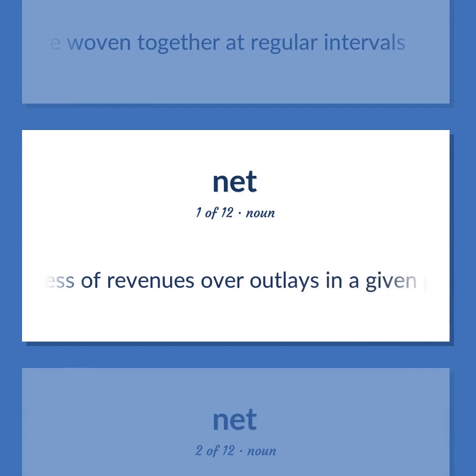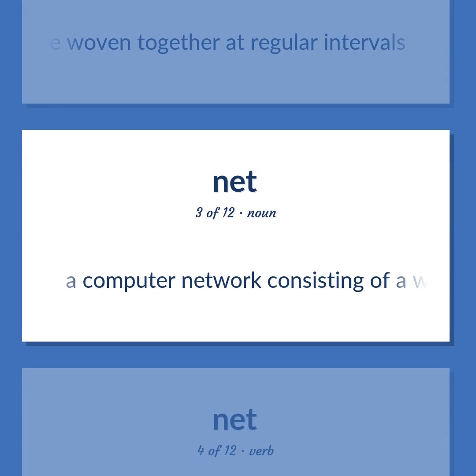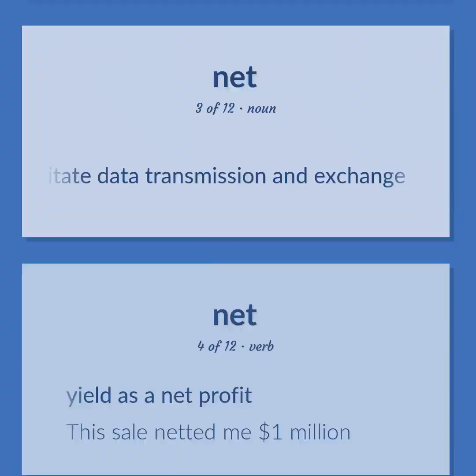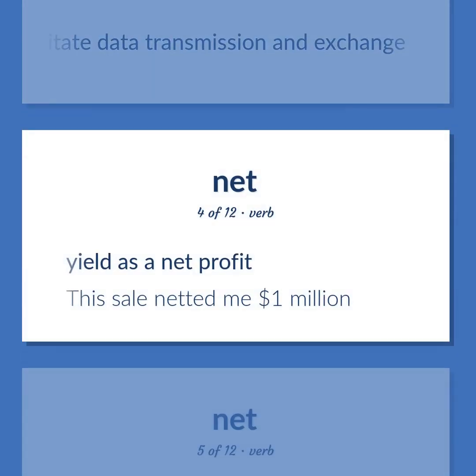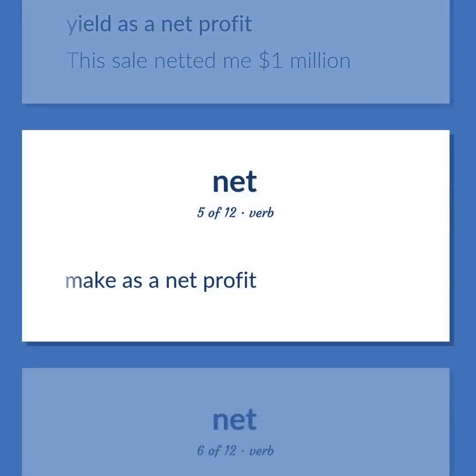The excess of revenues over outlays in a given period of time, including depreciation and other non-cash expenses. An open fabric of string or rope or wire woven together at regular intervals. A computer network consisting of a worldwide network of computer networks that use the TCP/IP network protocols to facilitate data transmission and exchange. Yield as a net profit. This sale netted me $1 million. Make as a net profit.